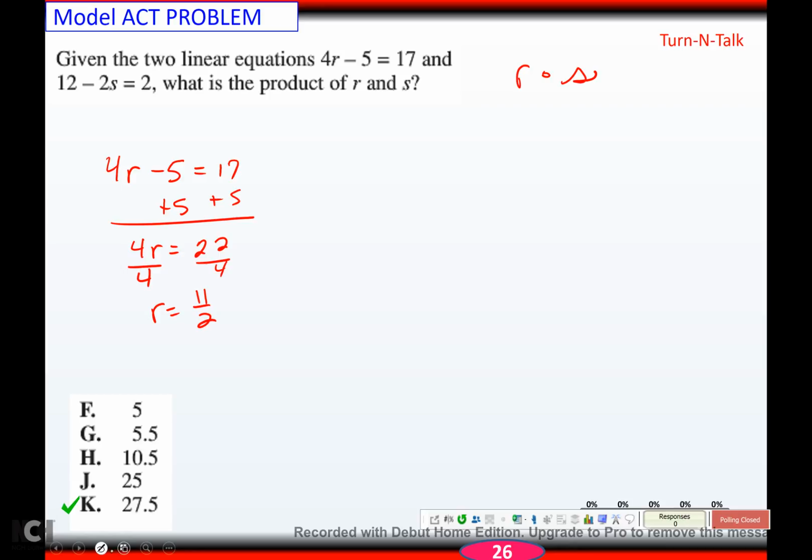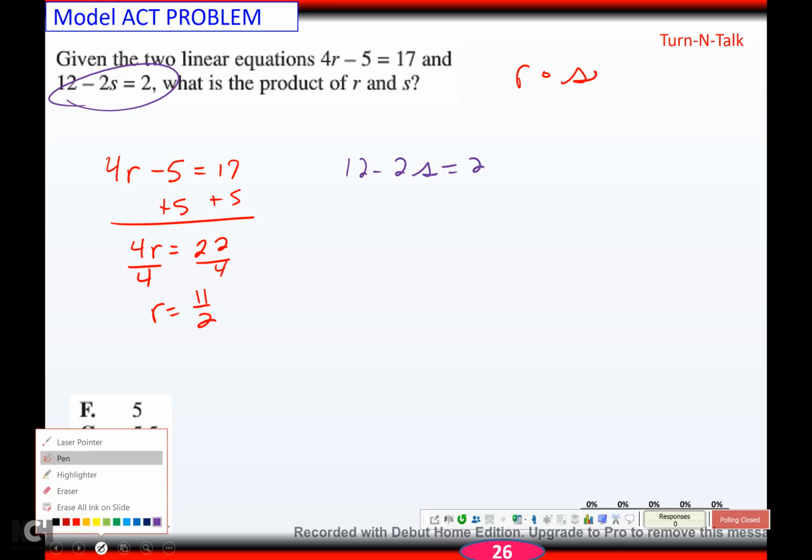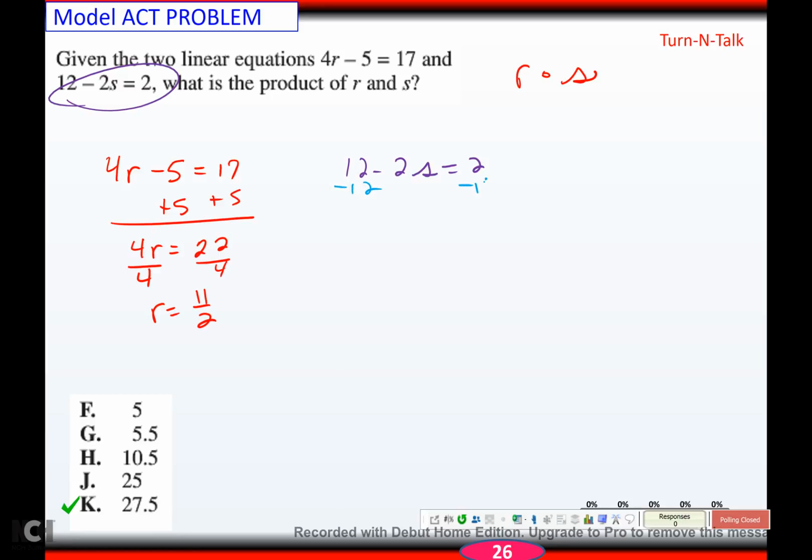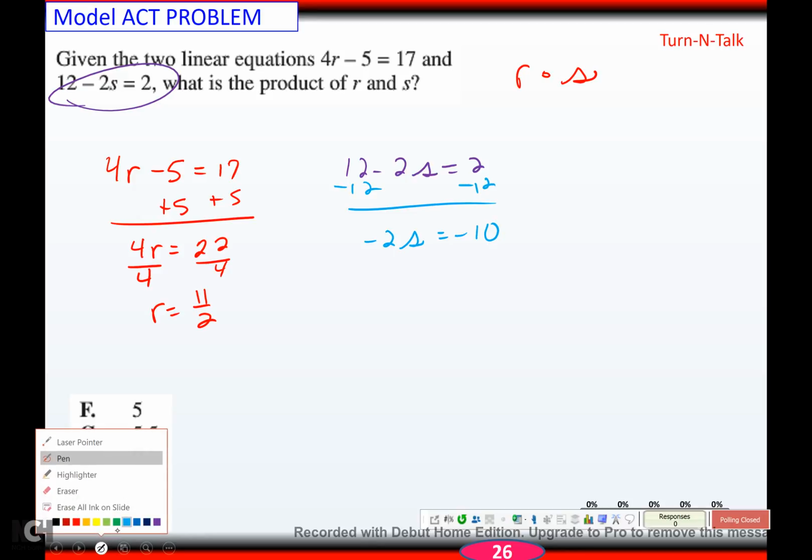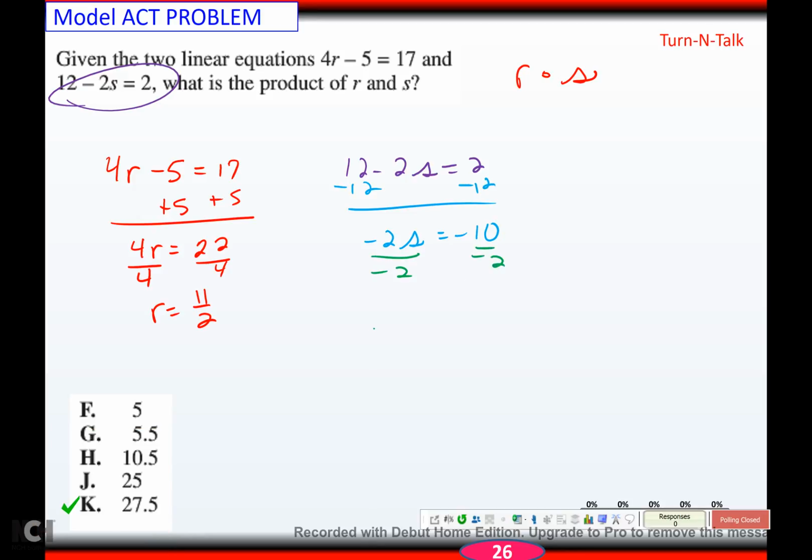Okay, for S, I need to solve this. So I have 12 minus 2s equals 2. I'm going to undo adding 12, subtract 12. I get negative 2s equals negative 10. Divide by negative 2, and s equals positive 5. So if r is 11 halves, and s is 5 over 1, the product on top is going to be 11 times 5 is 55, and 2 times 1 is 2, and if I divide that out, I get 27.5.